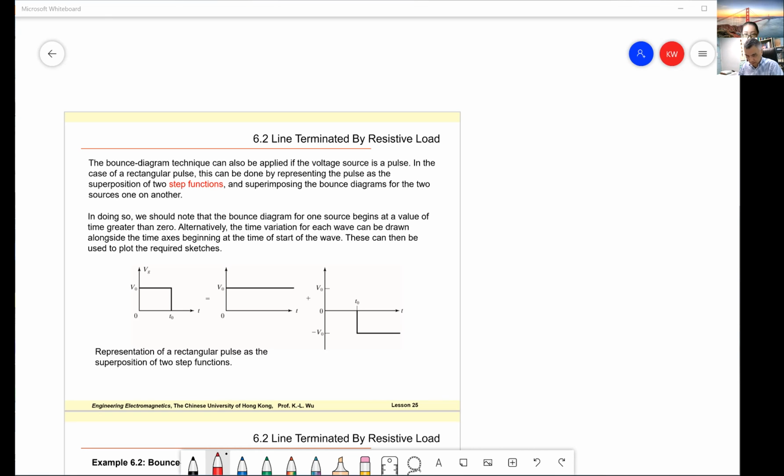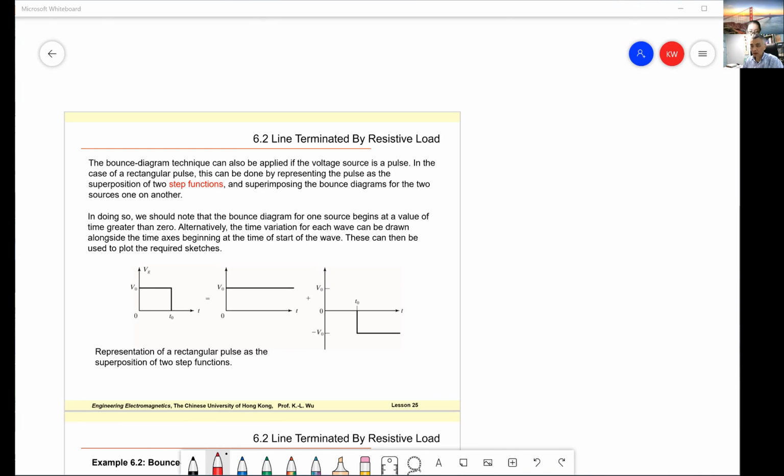Yesterday we talked about if we have a step function. Step function is we turn the switch on, then we never take it off. So once we turn it on, there's a step, and then the voltage is applied to the transmission line all the time. But we don't have such signals. You turn it on and then never change.